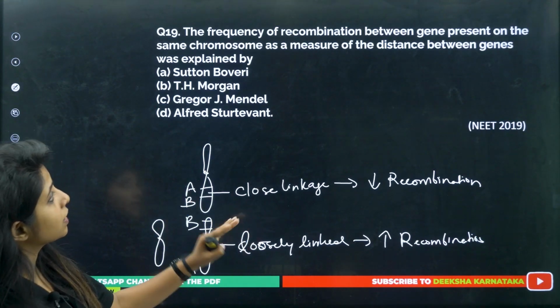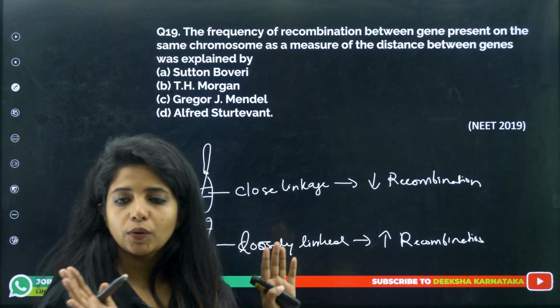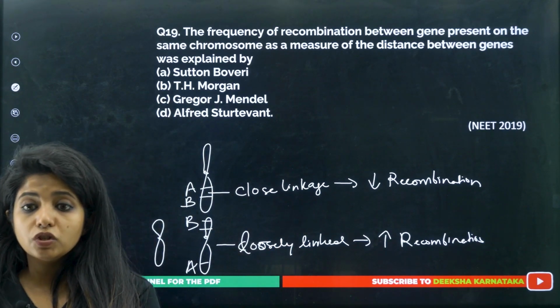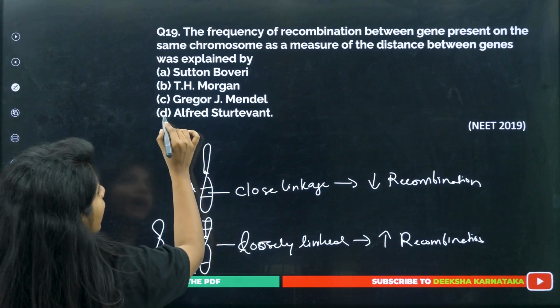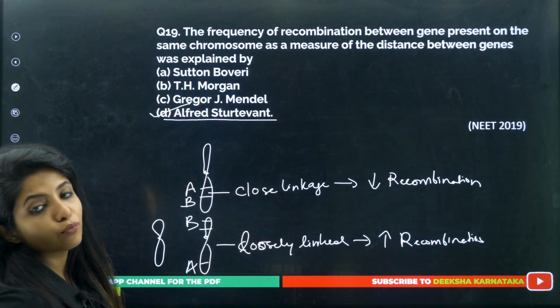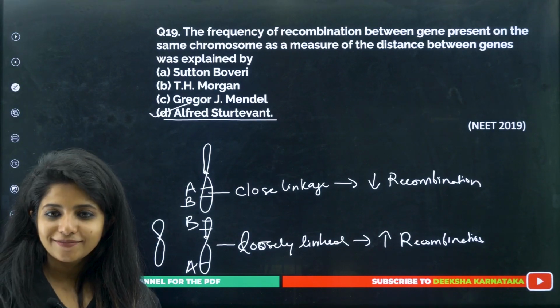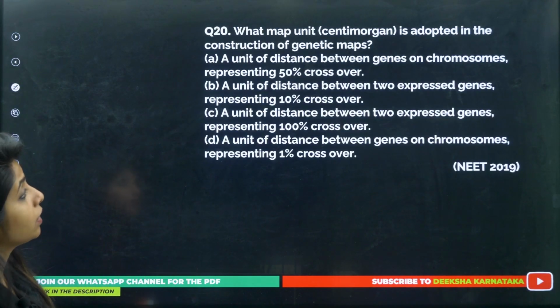Now, this was said by whom? The frequency of recombination between genes present on the same chromosome as a measure of distance between genes was explained by Alfred Sturtevant, who was the student of Morgan, children. This came in NEET 2019. Okay, going ahead with the 20th question.